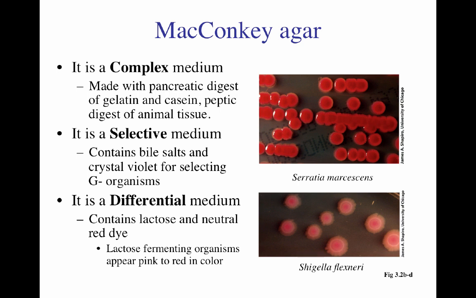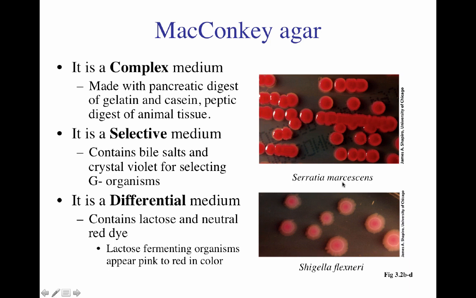Also, it's a differential media because it has lactose as a carbon source, so bacteria which are able to use lactose are going to turn pink in color, whereas bacteria that can grow in there from the peptic digest will grow white when they are not able to digest lactose. So here on the right you have two examples of such bacteria.